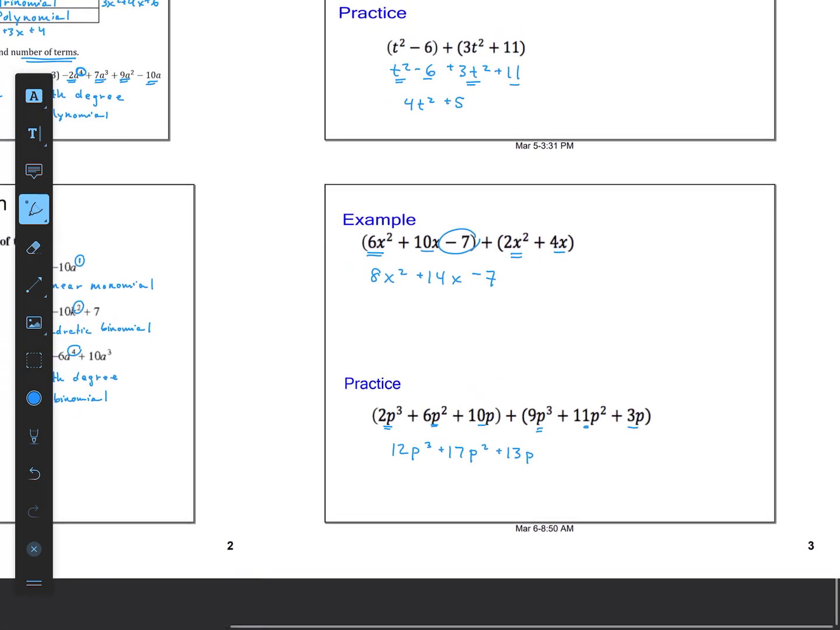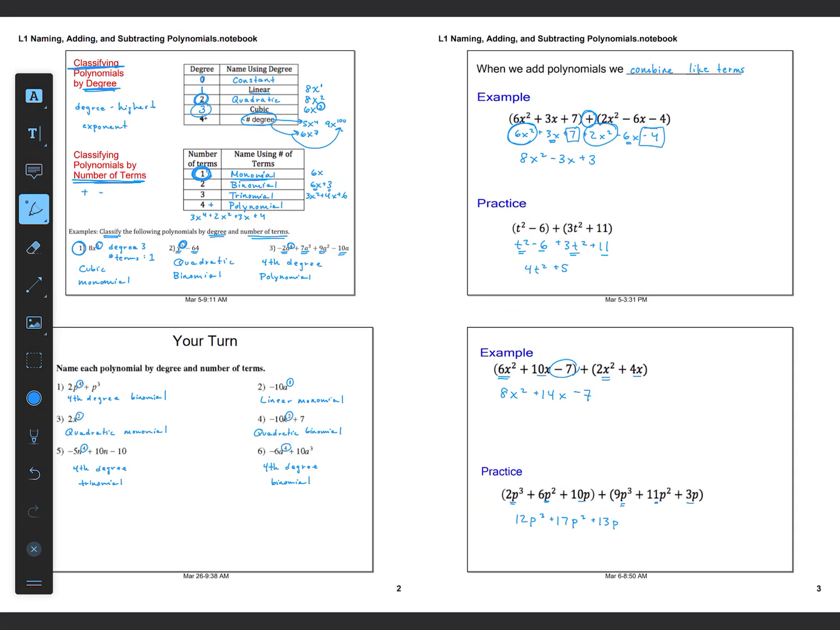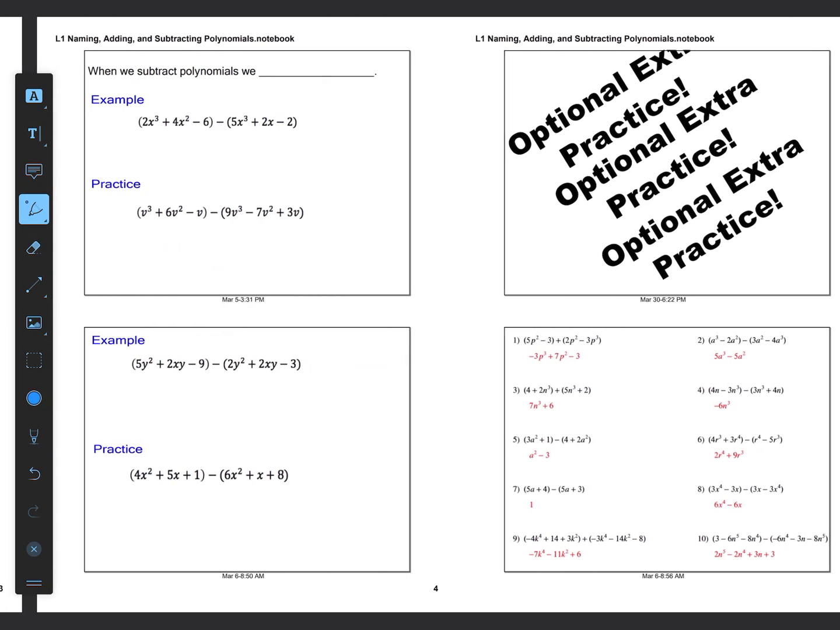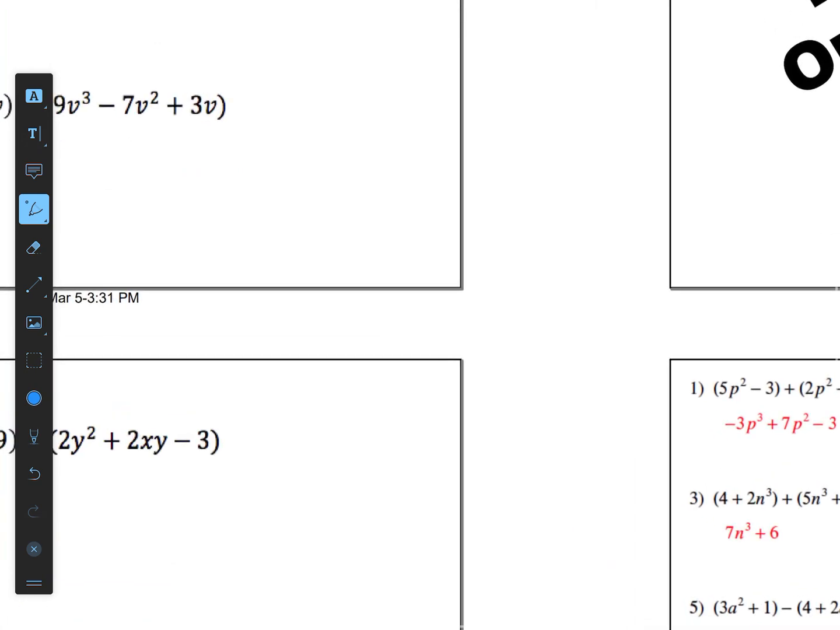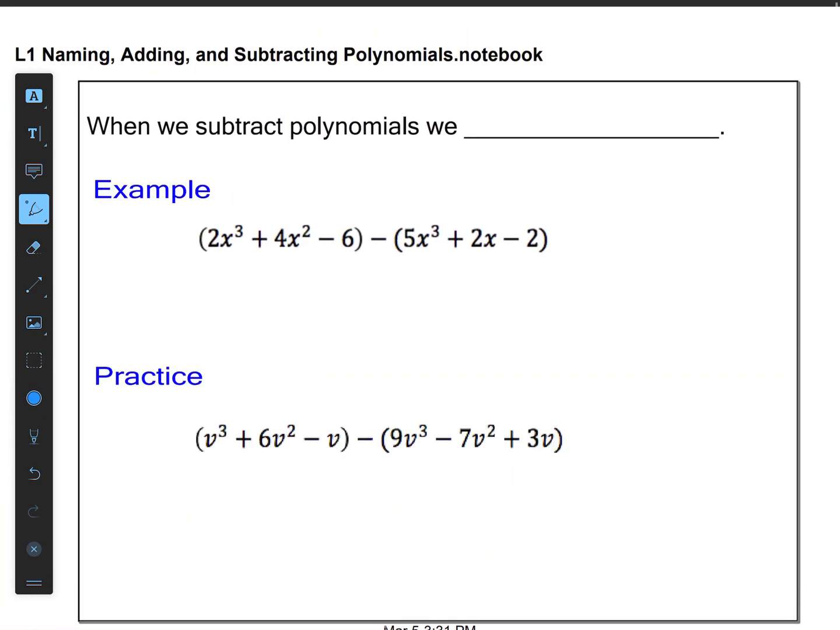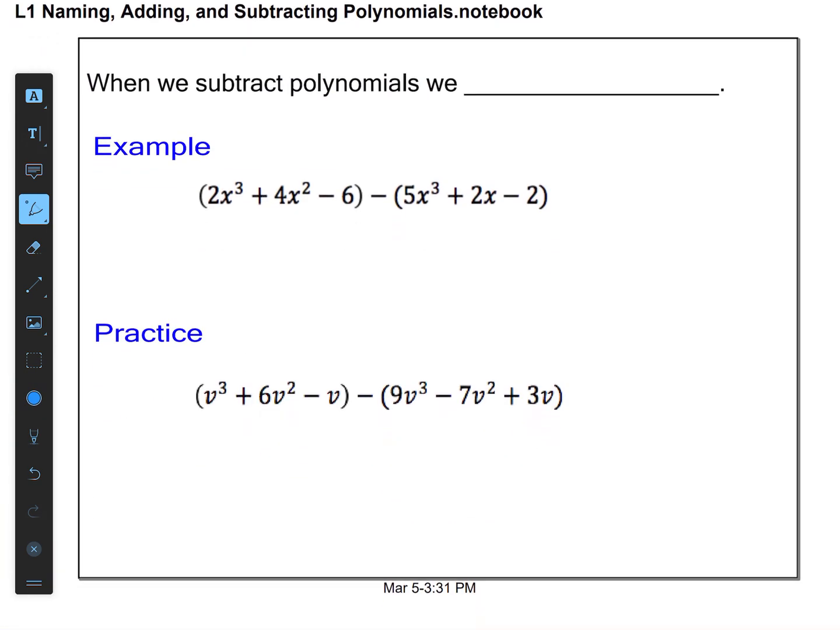Okay, so that is adding. Should be pretty straightforward with you. Should remind you of just combining like terms. Now we're going to get into subtraction, which makes it a little bit more complicated, but we should be good. It's nothing we haven't seen before. When we subtract, we first have to distribute the minus. Okay, so this thing right here, we're going to distribute to each term that's being subtracted.